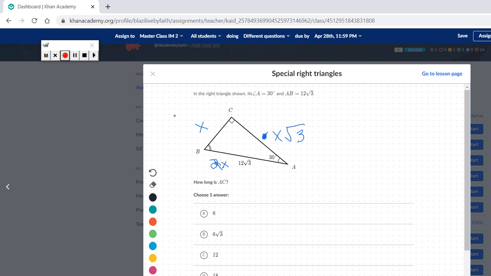So according to this pattern, 2x is the same as 12 root 3. So 2x equals 12 times the square root of 3. I'm going to divide both sides by 2. So what I get is x equals 12 divided by 2 is 6, and then the root 3 goes on the end of it. That means this short leg over here is 6 root 3.